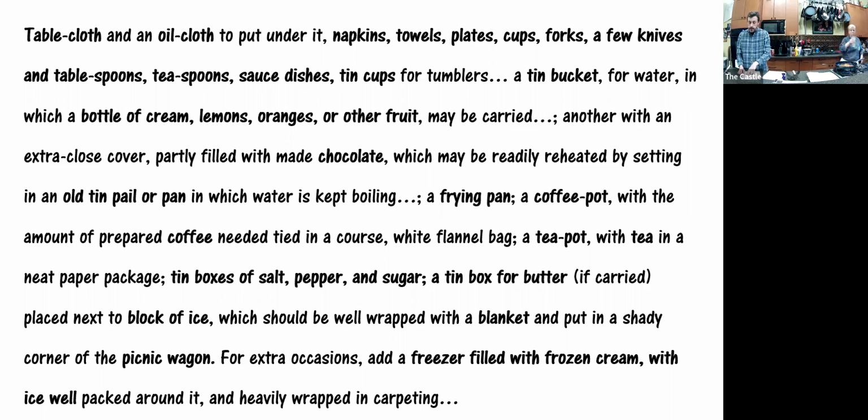A frying pan, a coffee pot with the amount of prepared coffee needed tied in a coarse white flannel bag, so all that's wrapped in the bag. Your teapot is going to be taken, and you're going to have tea in a neat paper package. You're also going to be taking boxes of salt, pepper, and sugar, and a box of butter. If you do carry butter, make sure you place it next to the block of ice, which should be well wrapped with a blanket and put in a shady corner of the picnic wagon. So all this is going in your wagon, remember.